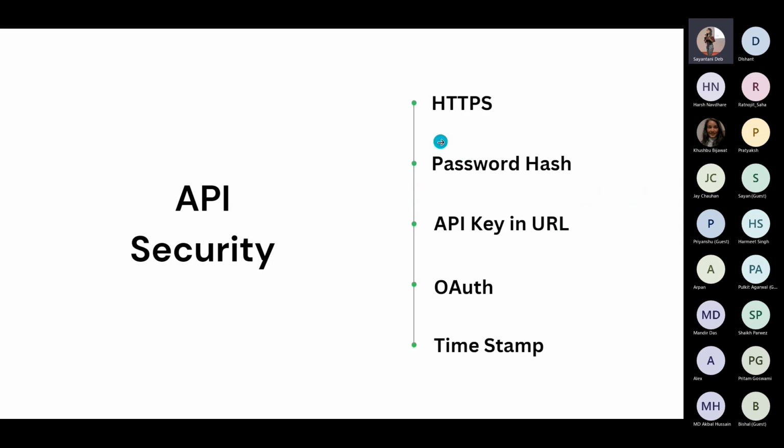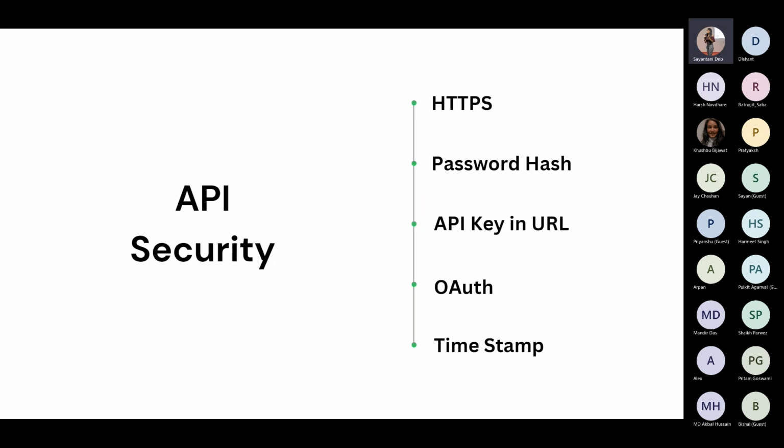So few of the methods by which we enable API security is HTTPS, password hash, API key in URL, OAuth, and timestamp. If I want to divulge into them one by one, then HTTPS is basically to make sure that any data you send or receive through the API is encrypted, like putting your message in a secret code.